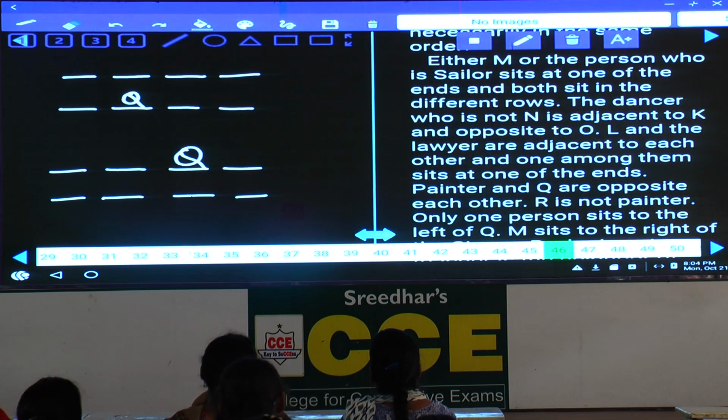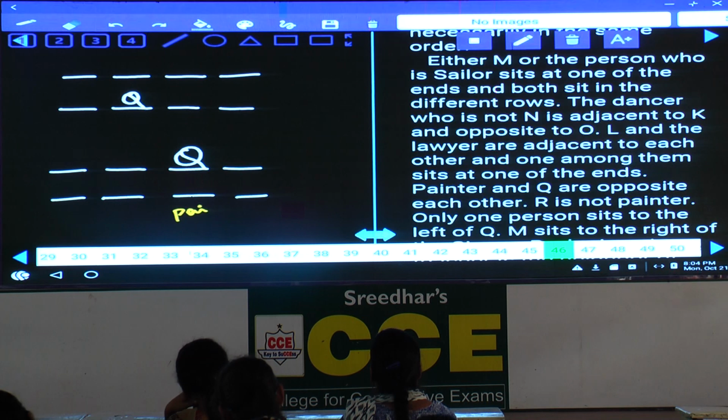Now painter and Q are opposite to each other. As Q is here, this painter must be opposite to this one. Now painter is at this place. As Q is here, painter must be here. Painter and Q are opposite to each other.